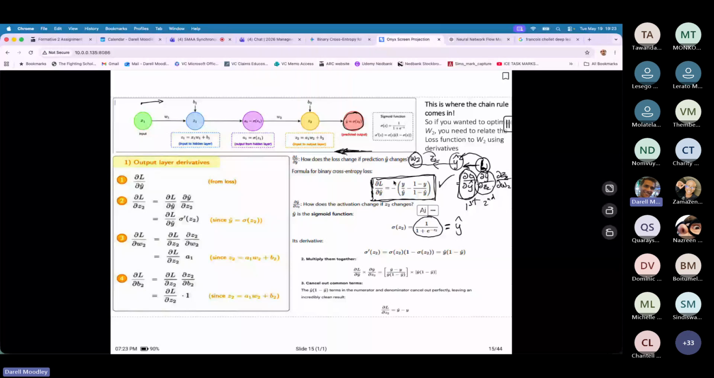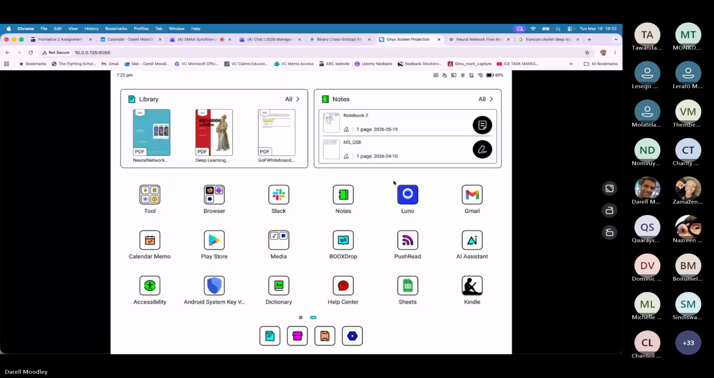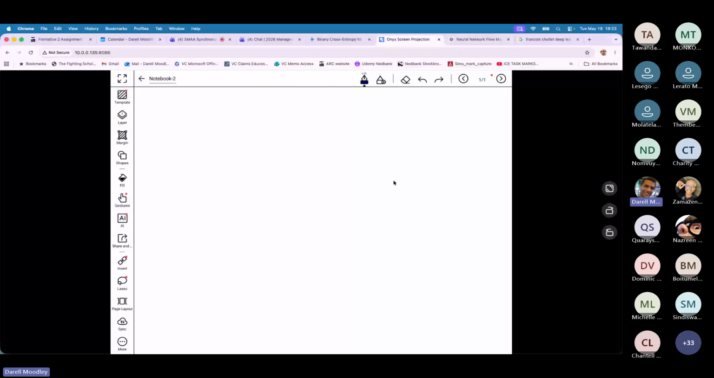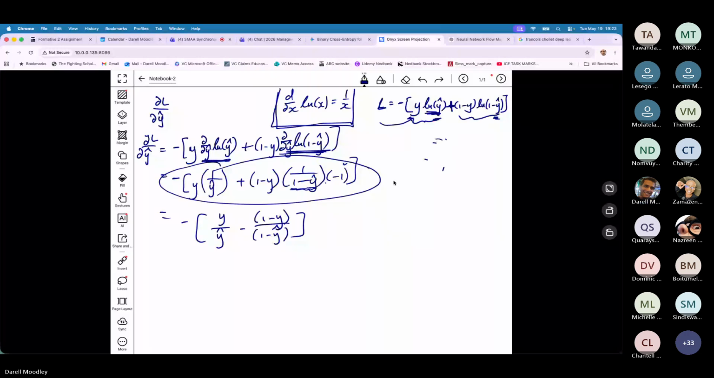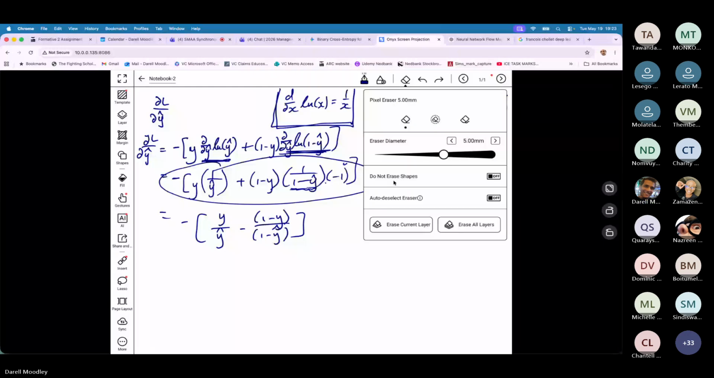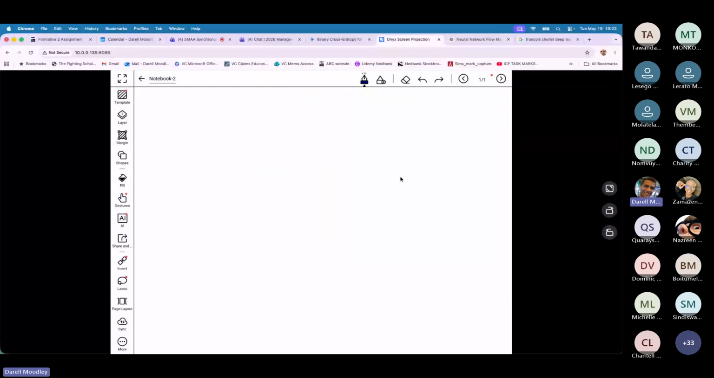Okay, now to do that one, I'm going to do that in a separate whiteboard. Give me a second. Okay, so we have y hat equal to 1 over 1 plus e to the minus z2. So if I want to find the derivative of y hat with respect to z2, I've got to find the derivative of this function on the right with respect to z2. So that's d/dz2 of 1 over 1 plus e to the minus z2.